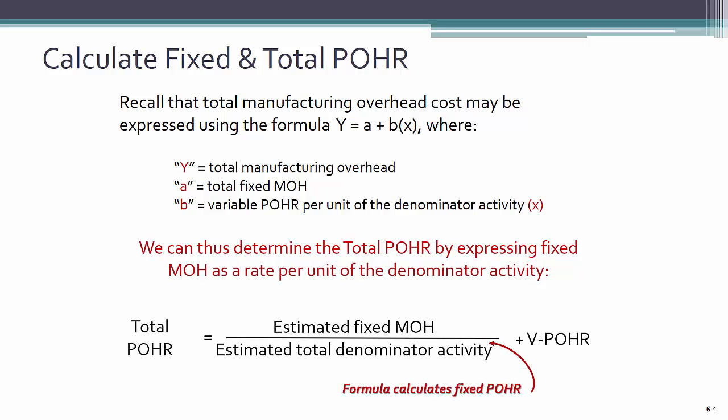Likewise, we can also break the POHR into fixed and variable portions. We talked about the variable POHR, the VPOHR, in previous videos. Estimated fixed manufacturing overhead, then, divided by whatever the estimated total denominator activity is, will yield the fixed portion of the POHR. The remainder of this video will focus on how the fixed POHR is calculated and how it's used in standard costing.